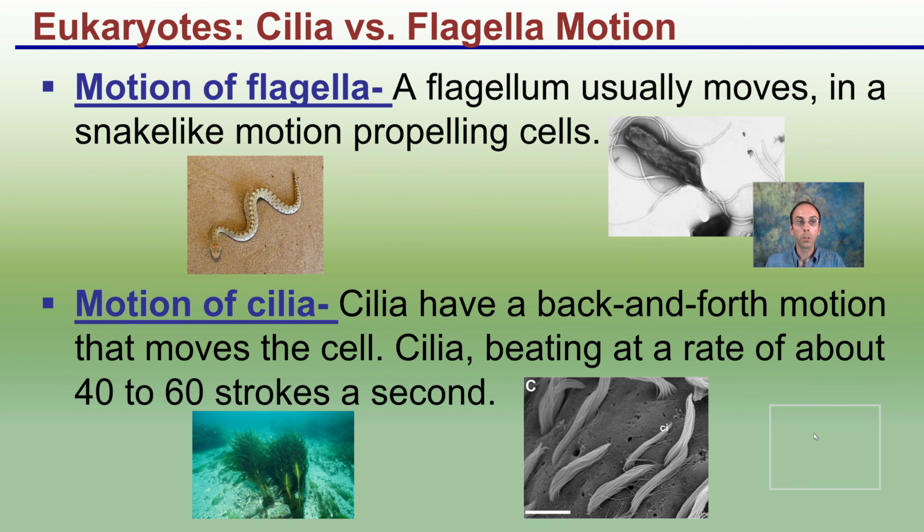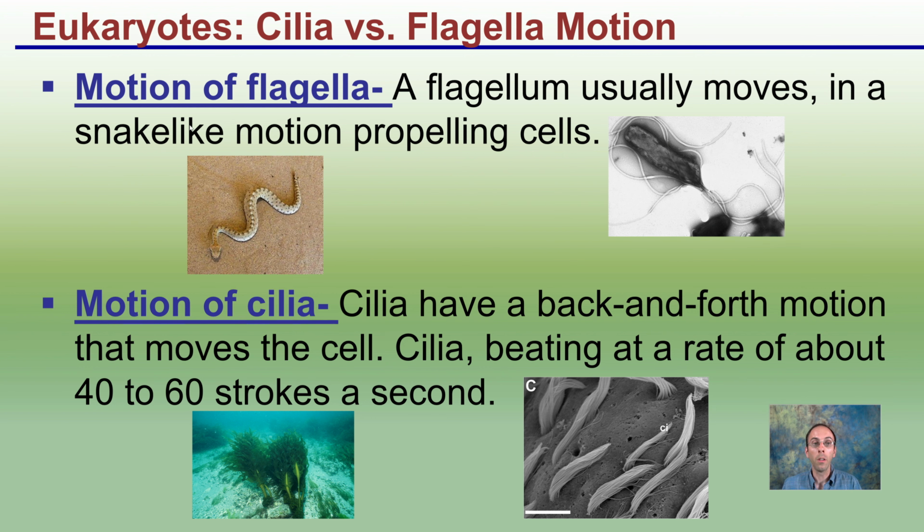For eukaryotic cilia and flagella motion, the flagellum, as I said, moves in a snake-like, propelling motion, like a propeller spinning, if you will. The cilia have that true back and forth, fixed-point motion. It acts with a beating rate of about 40 to 60 strokes per second, so they're moving very quickly. I have a picture here of kelp underneath the ocean. It's a very slow movement, but the same general movement.